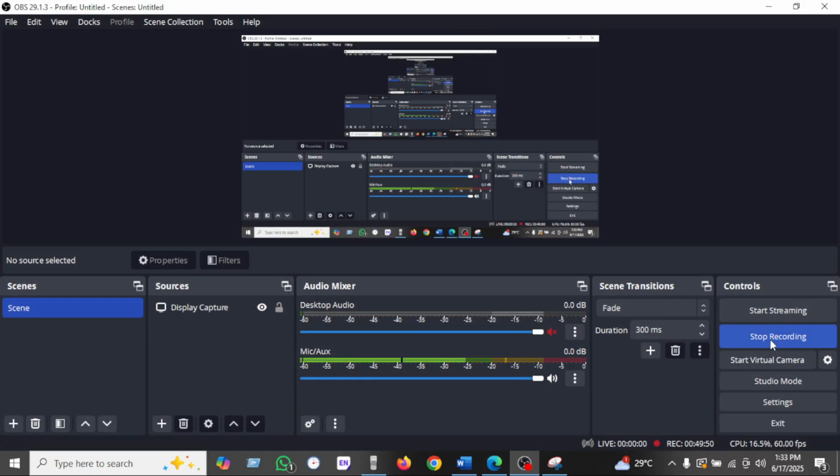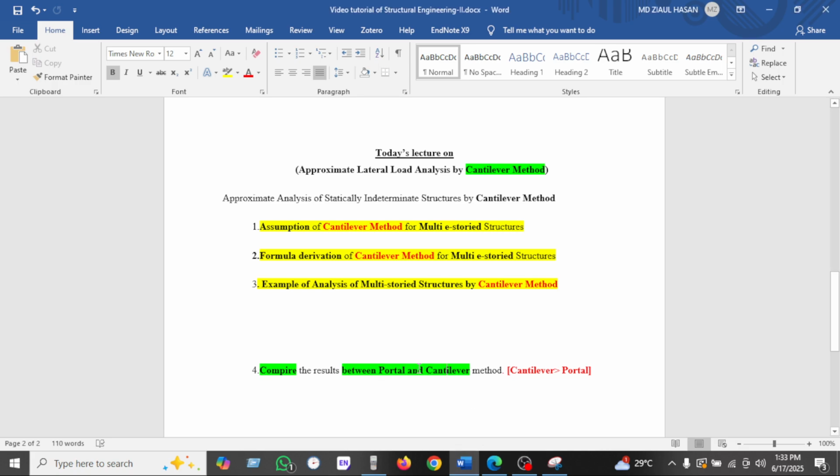So if you ask which method you should use in the approximate method, I will personally recommend the cantilever method, as the cantilever method gives much higher values compared to the portal method.